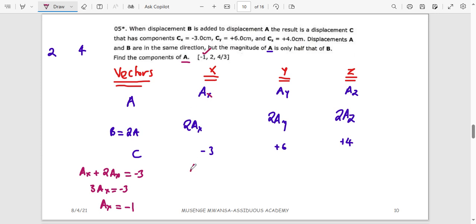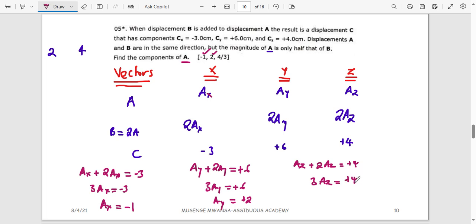We can go to the y component. Ay plus 2Ay should be equal to positive 6. This is 3Ay equal to positive 6. Ay is going to be positive 2. That is that one there. And then the z component: Az plus 2Az is equal to positive 4. So 3Az is equal to positive 4. Divide both sides by 3. So Az is going to be 4 over 3. That is that one. You can see how easy they are.